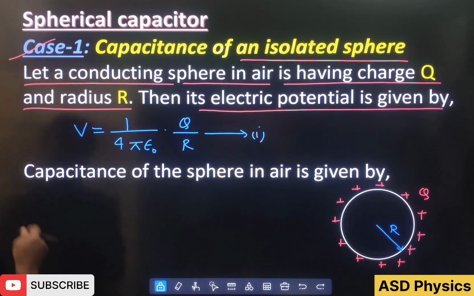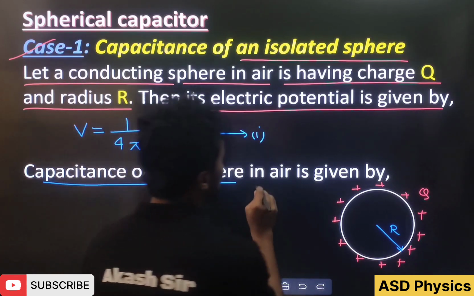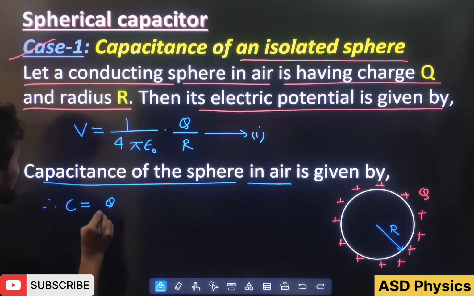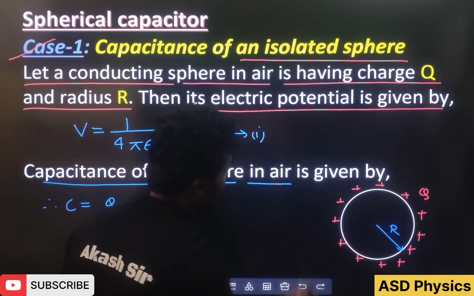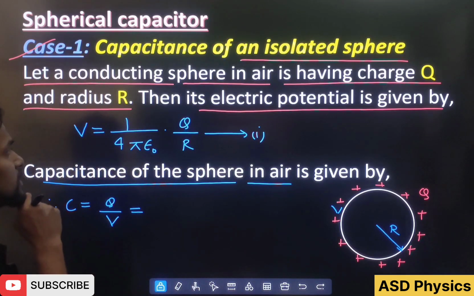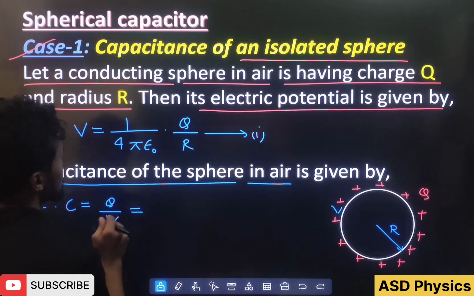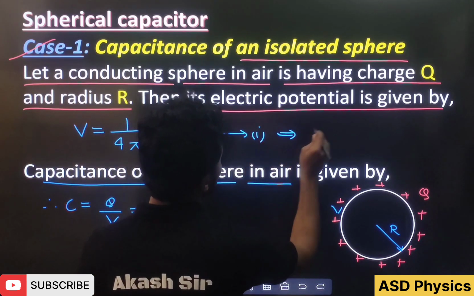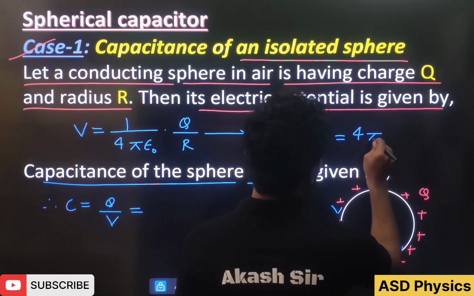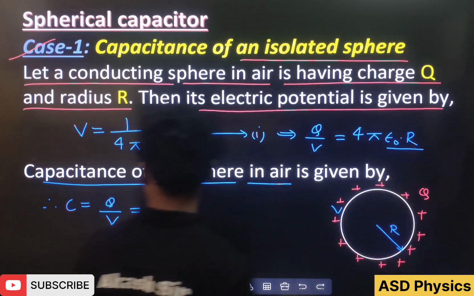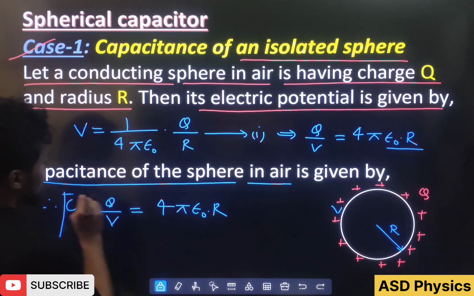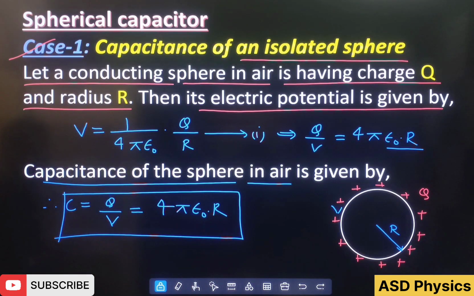Now let's see the capacitance of the sphere in air. As I have told you, capacitance C equals Q by V, that is, charge over the potential of the surface V. Even if you see from equation 1, we can write Q by V from equation 1. What is this? 4 pi epsilon naught into R. So I can write C equals 4 pi epsilon naught R. This is the capacitance of an isolated sphere.